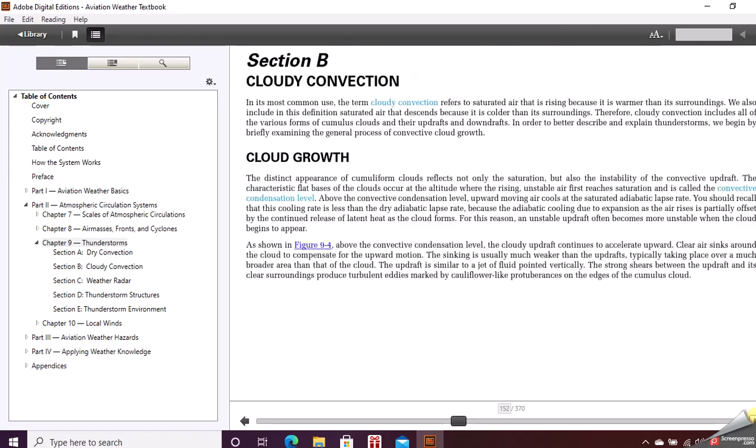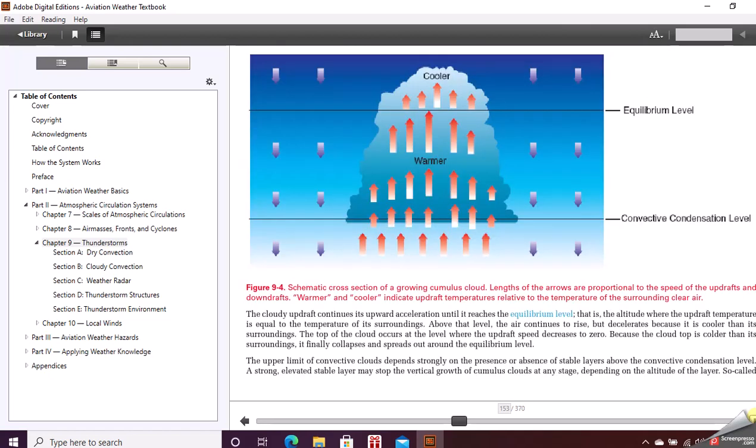So there's all kinds of cloud growth with convection, but the thunderstorms that you see are actually warmer than the air around them. What that means is the base of the cloud develops at the convective condensation level. So the air parcels that are rising there are all warmer than the surrounding air. As they rise, they reach saturation because they've cooled, but they're still warmer than the surrounding air. So when that happens, that's where the cloud forms.